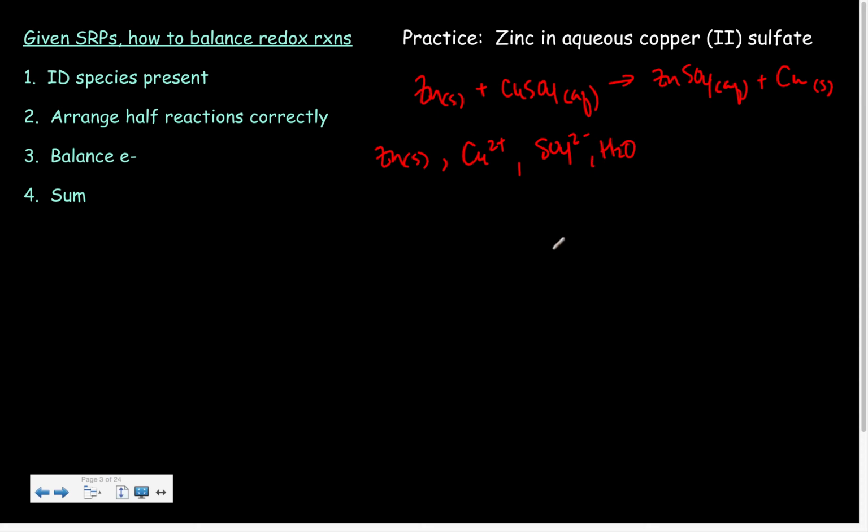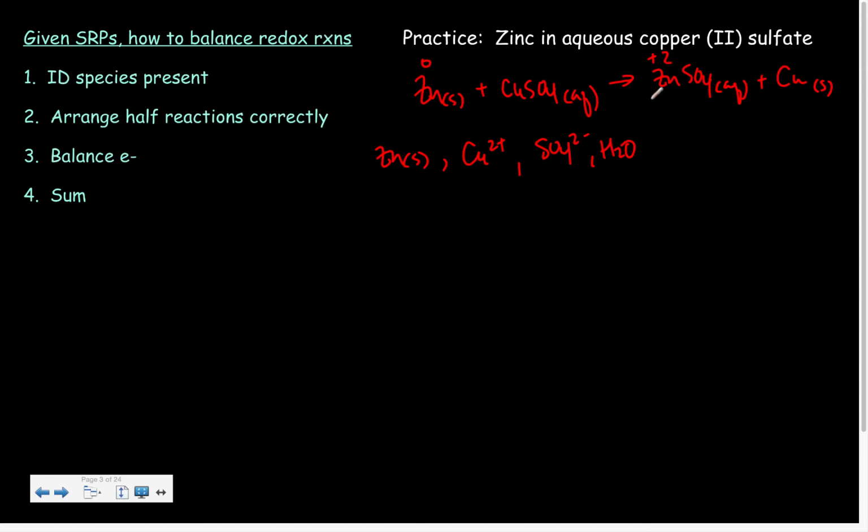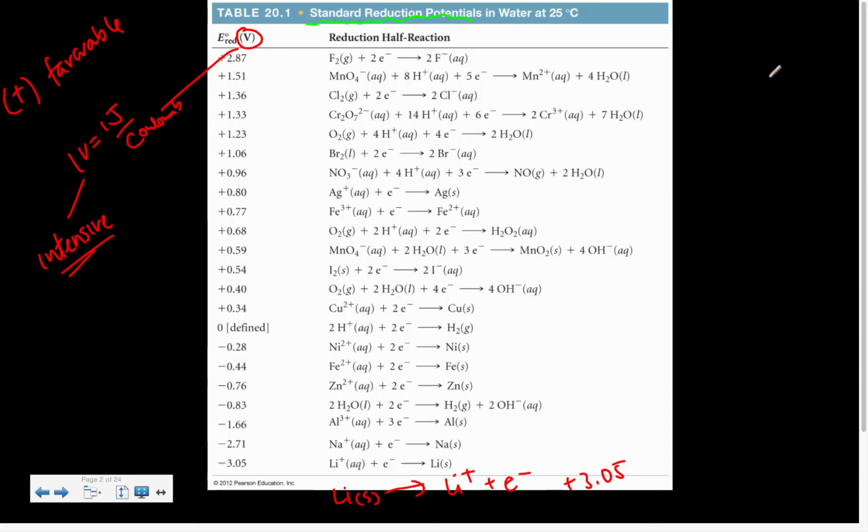So, thinking about what we know, if we look at this balanced reaction, we already know that zinc would go from 0 to +2, and copper would go from +2 to 0. This is a pretty easy one. So when we go back and look at our table, that's what we're going to be looking for. Let's look for copper. This one has copper, and it has it written in the direction that we need: Cu2+ plus 2 electrons gives us copper solid.